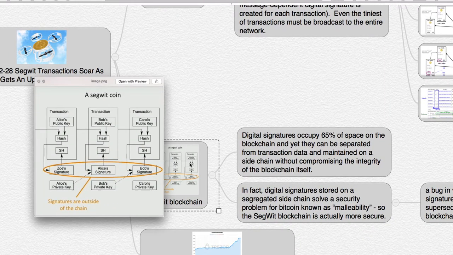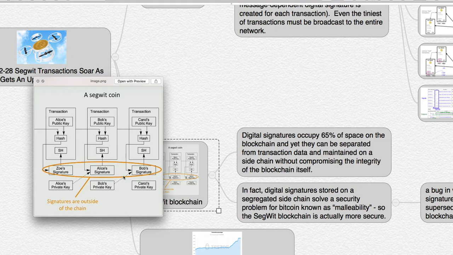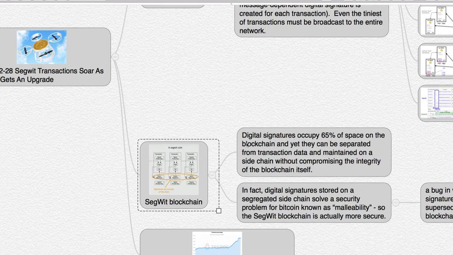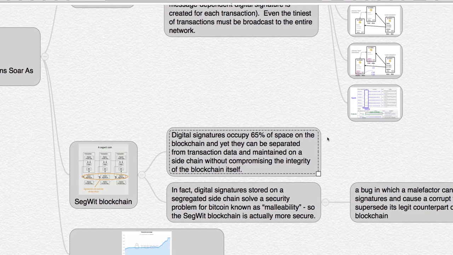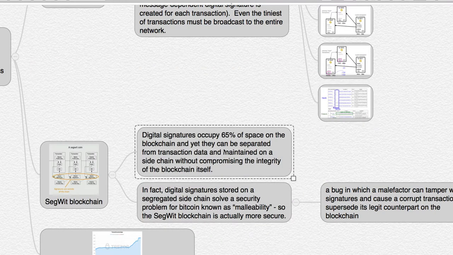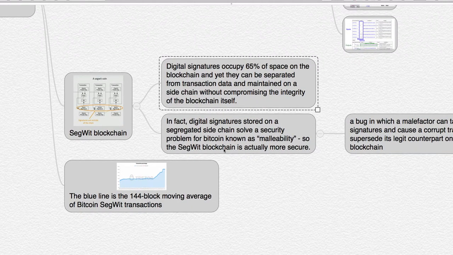So what does the SegWit upgrade do? Very simply, it takes the digital signatures off the blockchain and stores them in a secure side chain, so that it relieves the weight of those digital signatures off the main chain. And digital signatures actually occupy 65% of the space on the blockchain. If you look back at the transaction, you can see inputs from address, and then the script of that is the hash of the private key and the public address that result in the digital signature, which is a pretty long string. So that takes up 65% of the space on the blockchain. So this relieves a significant amount of weight off the blockchain.